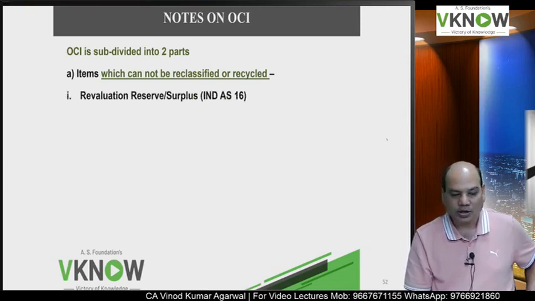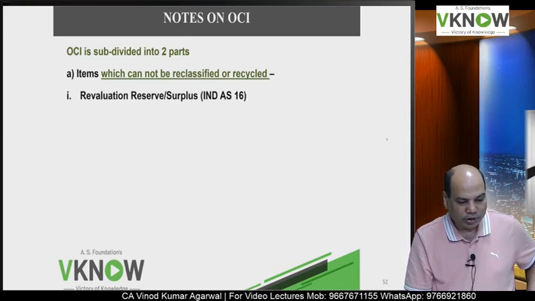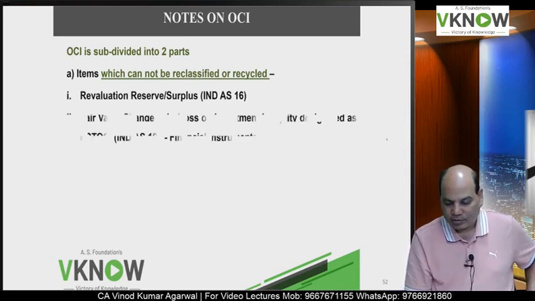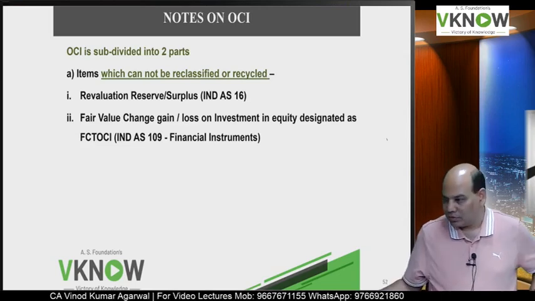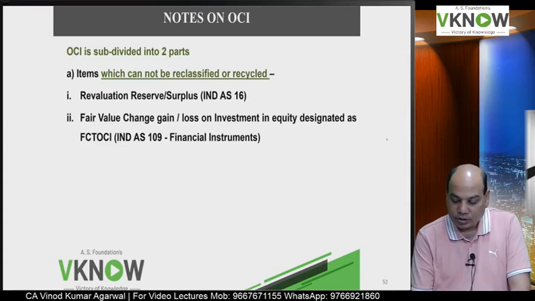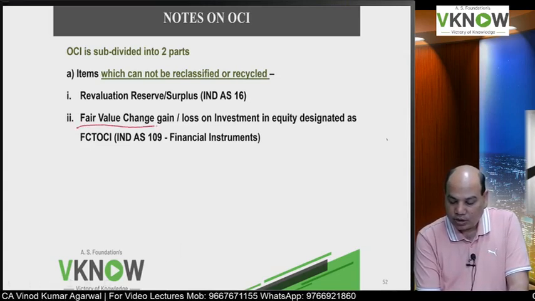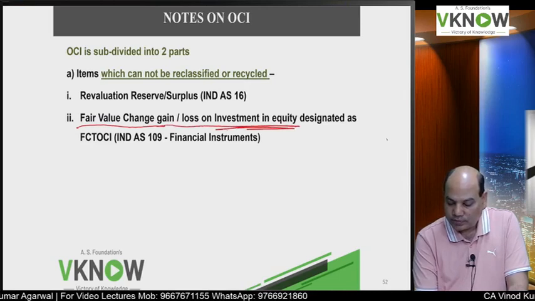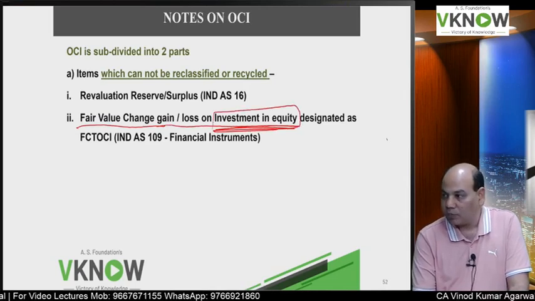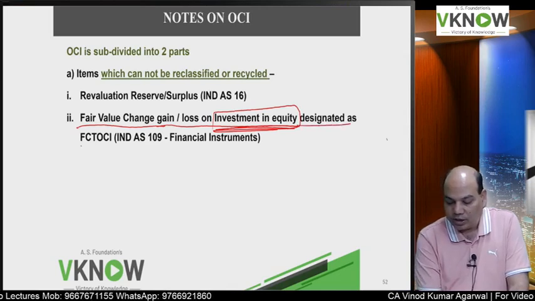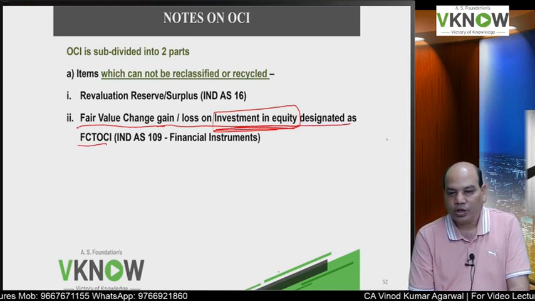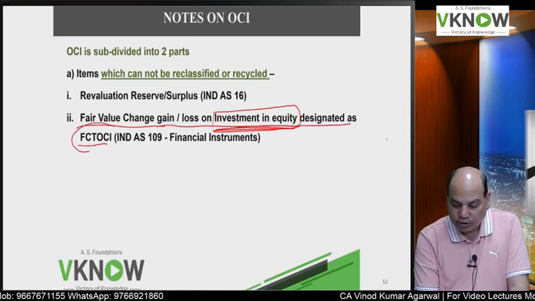So which are the items here? One is revaluation reserve, also called revaluation surplus, which we are going to discuss in Ind AS 16. Then fair value change, gain or loss on investment in equity. Suppose you have investment in equity share capital of other company and you have decided to designate it as FVTOCI. Can you tell me the full form of FVTOCI?